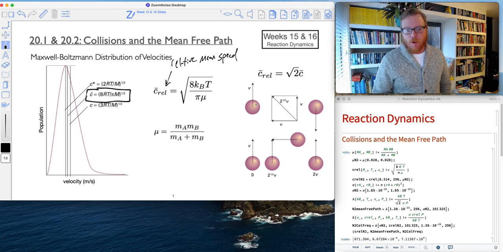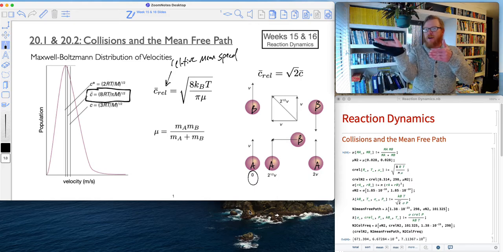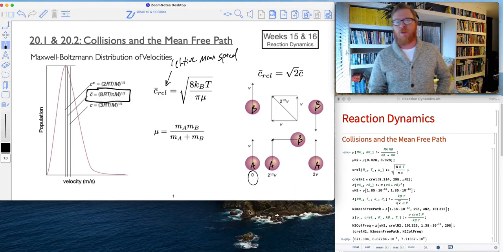Suppose we have two molecules, molecule A and molecule B, and we're just going to look at three different orientations. In one, they're just traveling parallel to each other, so there's no collision whatsoever. If they're both at the same temperature and the same mass, they have zero relative velocity between the two of them, right?